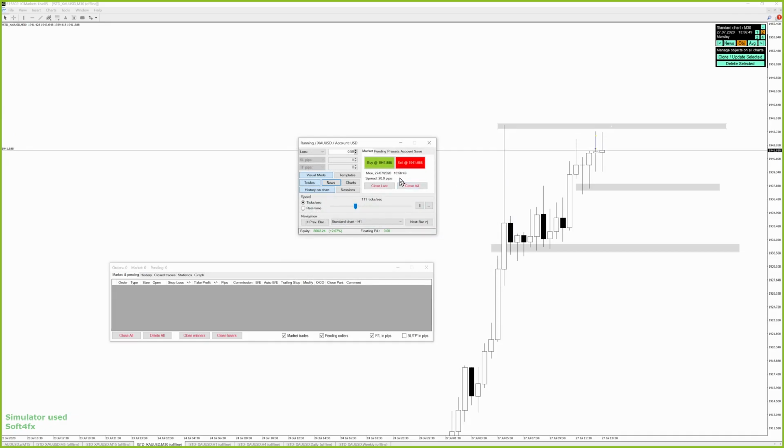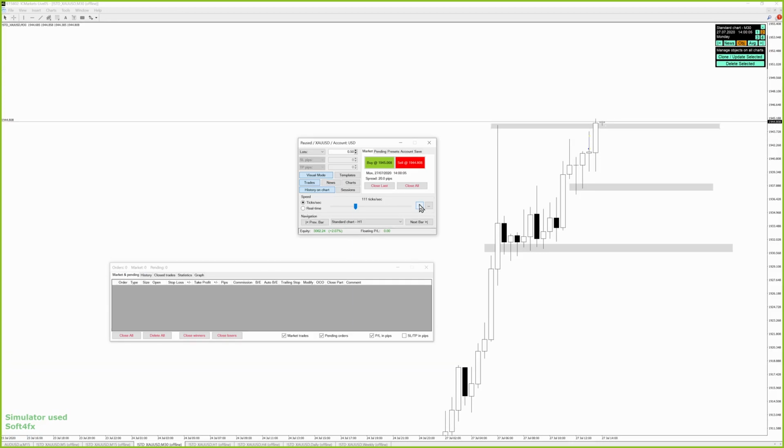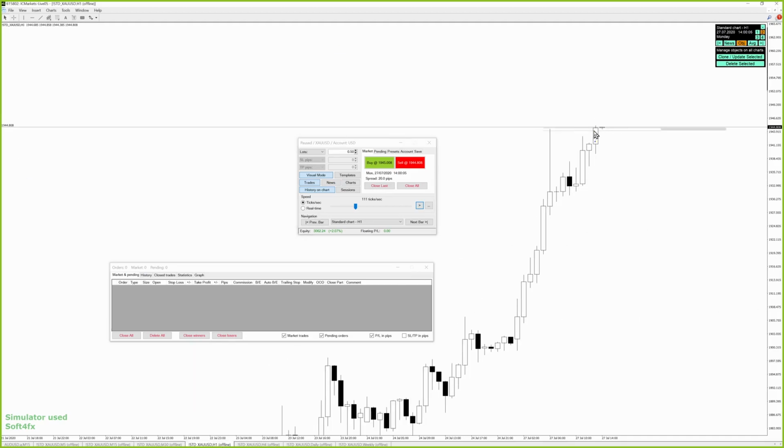5 minutes left, 4 minutes left, and 3, 2. Oh, wow, look at that. We broke above the high. All right, perfect. Look at this 1 hour candle. The 1 hour candle closed with little to no wick on the top as well.